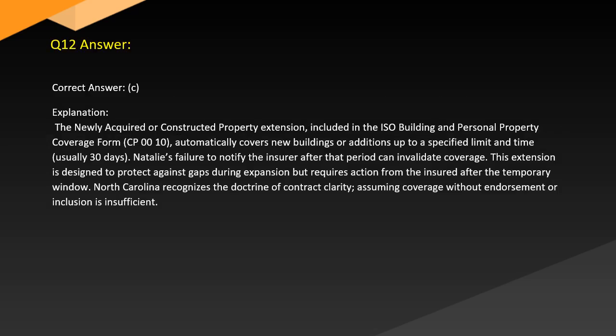Answer. Correct answer: C. Explanation. A newly acquired or constructed property extension, included in the ISO building and personal property coverage form CP 00 10, automatically covers new buildings or additions up to a specified limit and time, usually 30 days. Natalie's failure to notify the insurer after that period can invalidate coverage. This extension is designed to protect against gaps during expansion but requires action from the insured after the temporary window. North Carolina recognizes the doctrine of contract clarity; assuming coverage without endorsement or inclusion is insufficient.